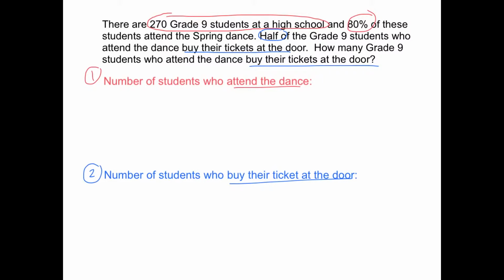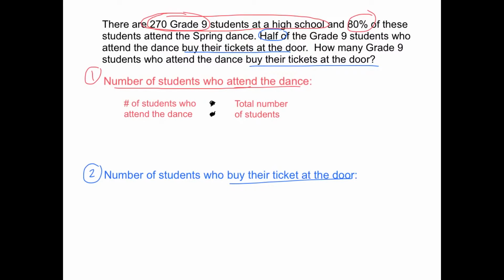So let's start by looking at the number of students who attend the dance. What is the comparison here? What is our ratio? Do you think there's a relationship between the number of students who attend the dance and the total number of grade 9 students at the school? Yes, this can be a comparison that we're making.